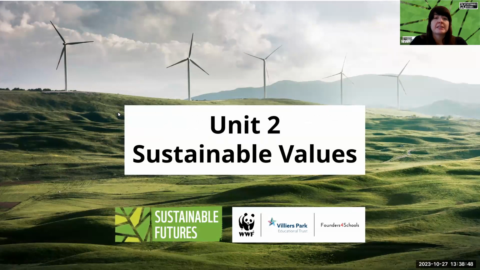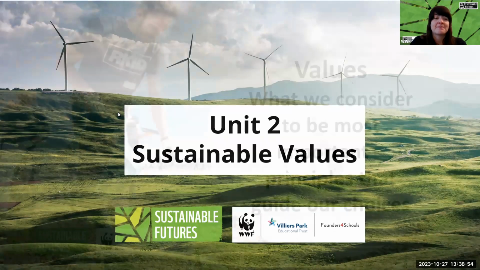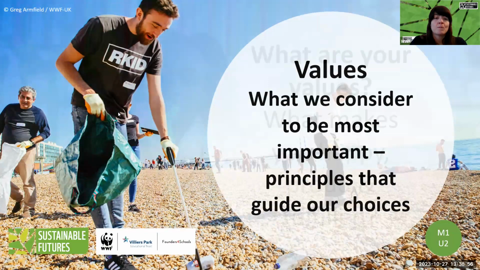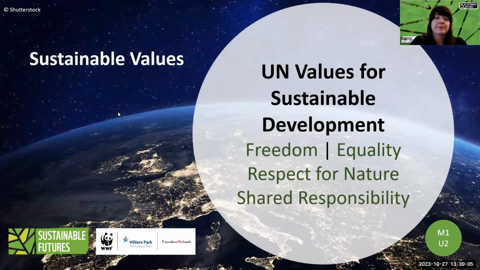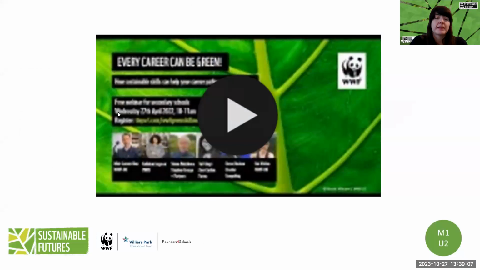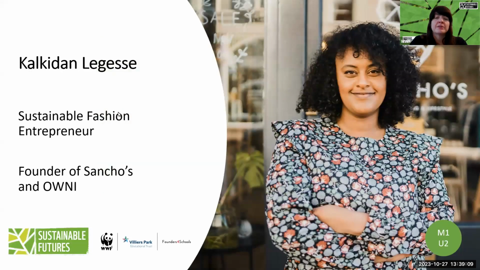The second unit covers sustainable values, what they mean in practice, and how they guide our decisions, including those linked to careers. Students are supported to identify what is really important to them and how they can apply this to their decision-making around careers. The unit includes a number of inspiring case studies of people who come from different backgrounds and made different decisions, but who have all been guided in different ways by a really clear set of values.